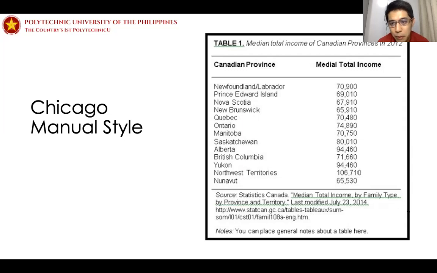And it's simple, but you can still see the distinction between the columns, and among the rows also. And there is a source right after the table in italics.